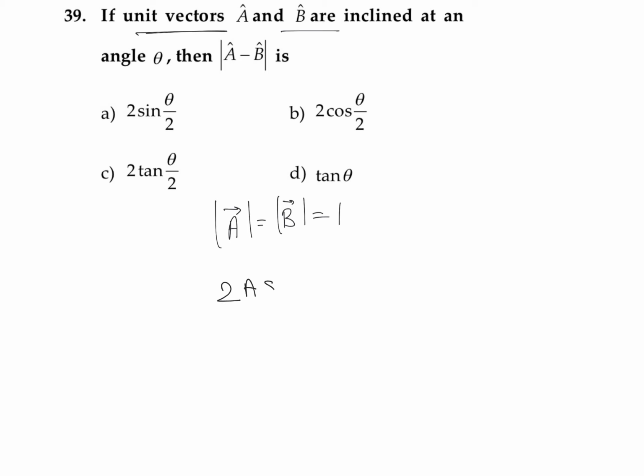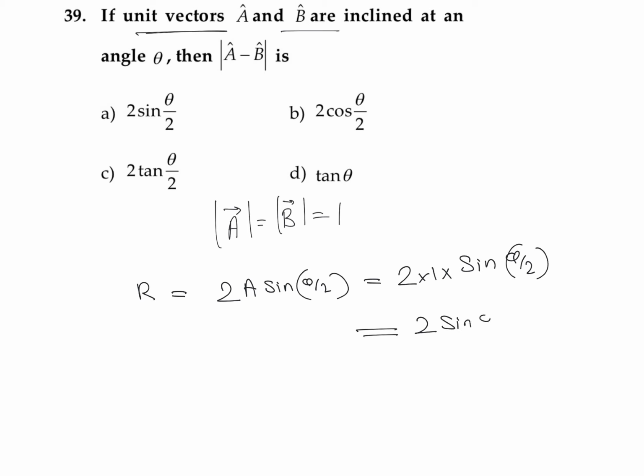but 2A sin theta by 2. So if anyone has any doubt about this, you can just watch the video lectures related to vector subtraction. Say that over here the value of A is equal to 1. So this is going to be 2A sin theta by 2, that is 2 into 1 into sin theta by 2, or we can take it as nothing but 2 sin theta by 2.